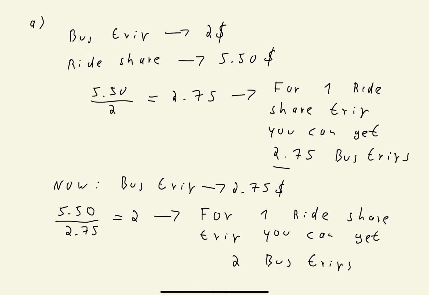Okay, so the relative price obviously decreased because the price of a bus trip increased. Before you could get 2.75 bus trips for one ride share that you would give up. Now it's 2 bus trips. So bus trips became relatively more expensive than ride shares. Okay, so this is the answer to the question.